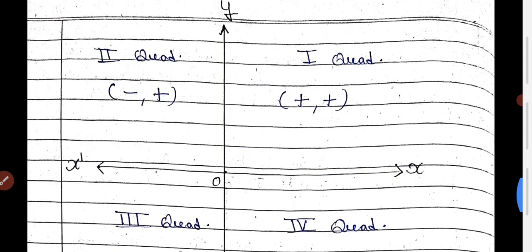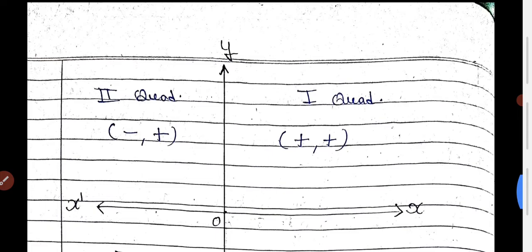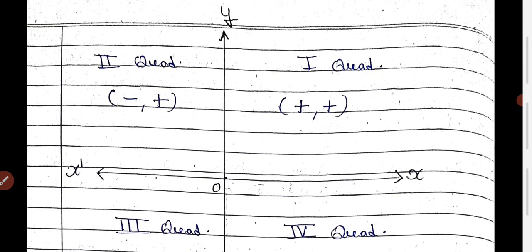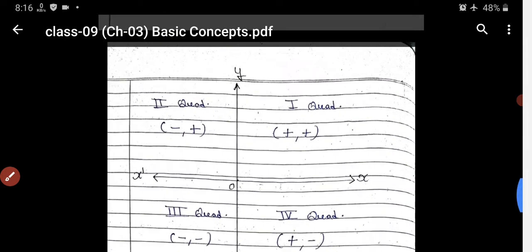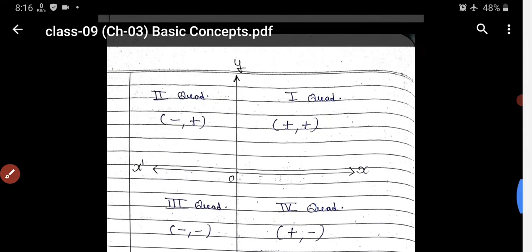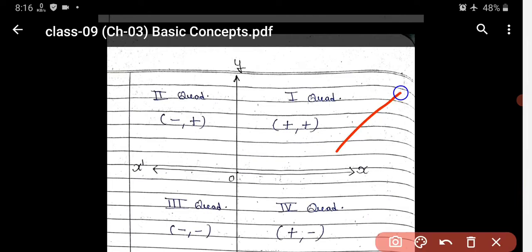Now one important thing for this chapter. As I told you, these two perpendicular lines, one horizontal and the second vertical. Horizontal is known as the x-axis, vertical is known as the y-axis. When you draw these two lines on a Cartesian plane, it is divided into four parts. These four parts are known as quadrants. So this one is known as what? First quadrant, then second quadrant, third quadrant, fourth quadrant.